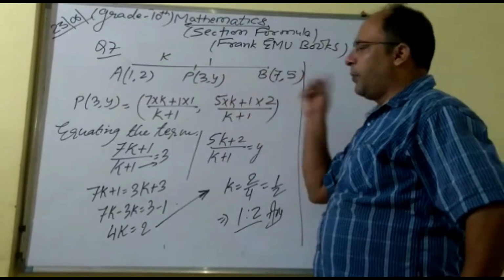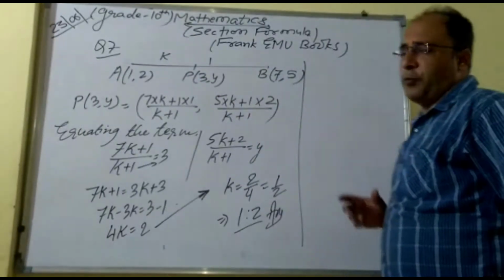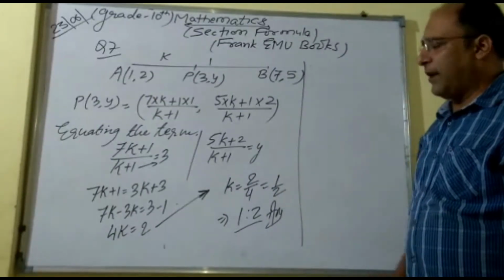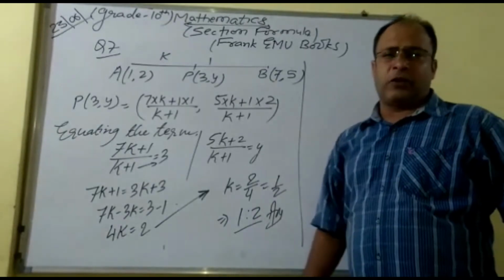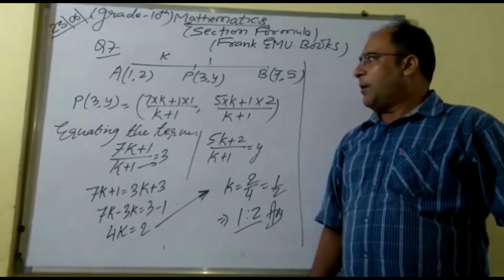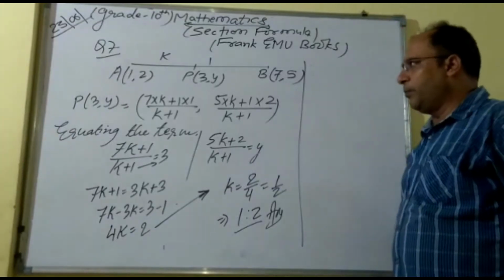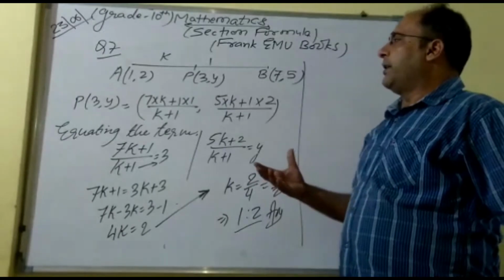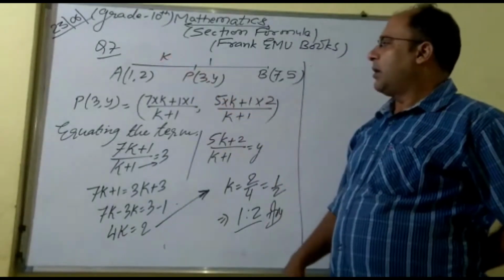Point A and point B are given. The question says that A and B are points with coordinates 1, 2 and 7, 5. It is divided by a line x equal to 3. You have to find the ratio, only the ratio, nothing else. So what do I have to do? Again, at the last lectures, we discussed, you assume the ratio as k is to 1, right?